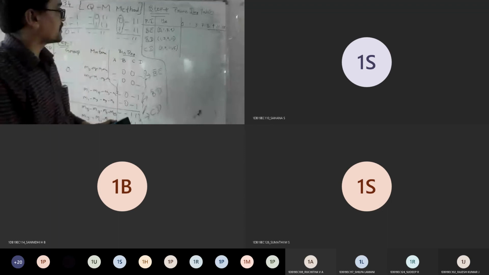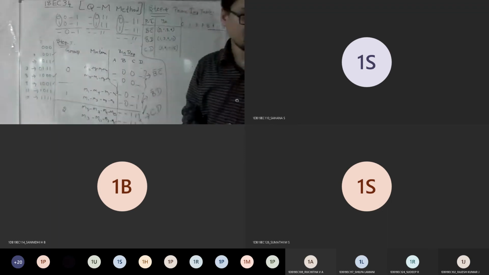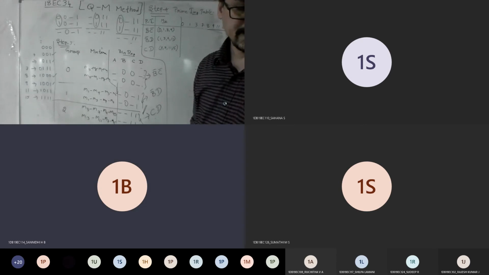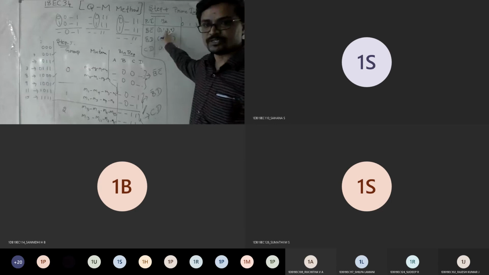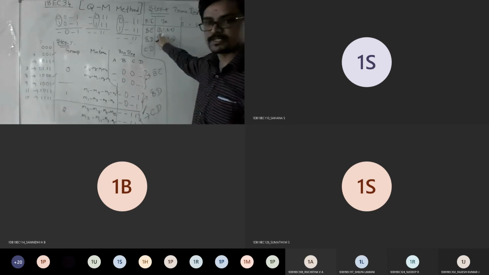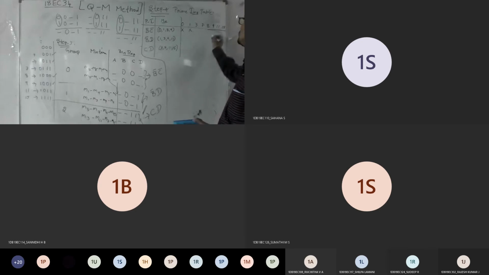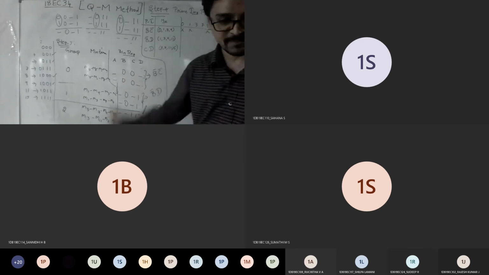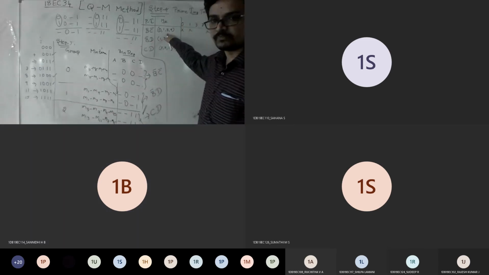Now listen. After writing this table, you just need to mark where are the things you got. In the first row, B bar C bar, you got 0, 1, 8, 9, right? So corresponding to 0, put a cross mark. Corresponding to 1, put a cross mark. Corresponding to 8, put a cross mark. And corresponding to 9, a cross mark. Am I clear with this step, everyone? Yes, sir. Whichever minterms you got.